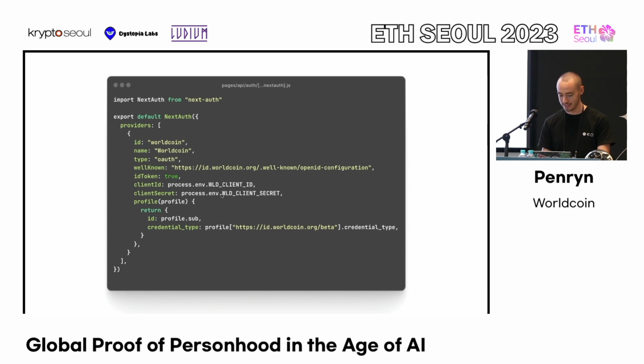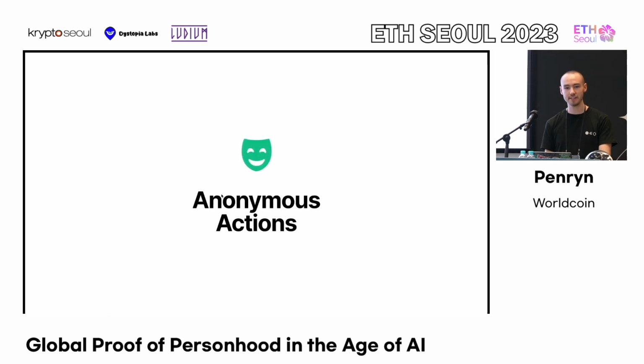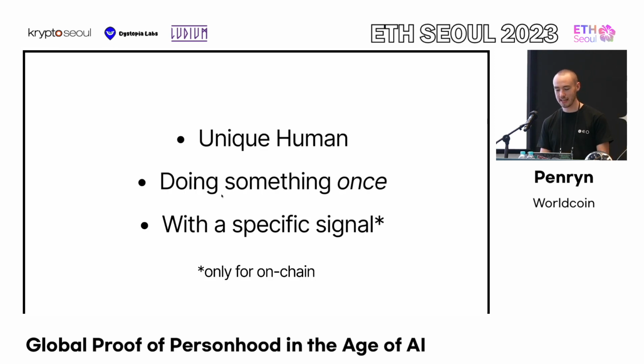And now let's talk a little bit about anonymous actions. Anonymous actions are a little bit more complex than sign in with Worldcoin. Anonymous actions let you prove that you're a unique human doing something once with a specific signal, although the signal is only supported on-chain. So what does this mean?